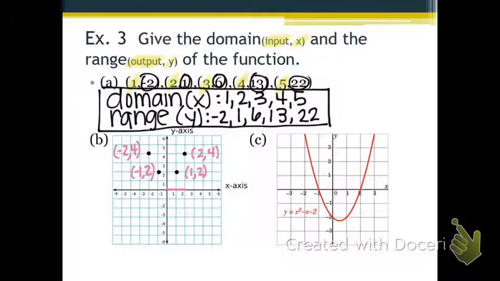So now I have my 4 ordered pairs. So now I can go identify my domain, which are my what values? My x, and my range, which are my what? My y. All right, what is my domain, Emma?